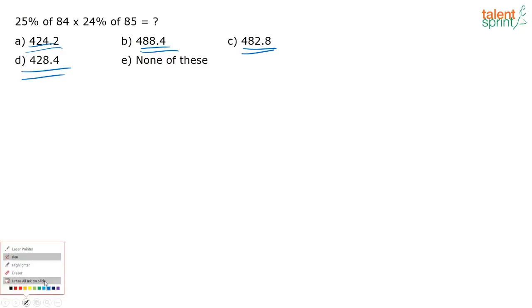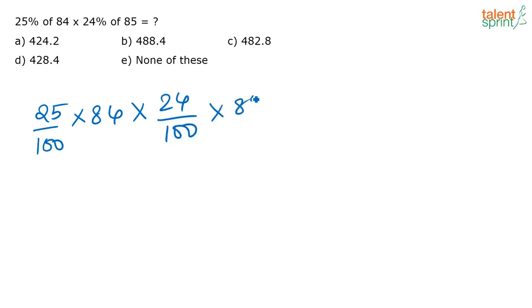They have not approximated actually, correct? They have got the exact value. So for such questions, you can try the digital root method. How will you do the digital root method for this question? See, I'm just expanding it and writing. This is 25 by 100 into 84 into 24 by 100 into 85. I can write this question like this. Now, take the digital root of each number, keep the operations as such and use.